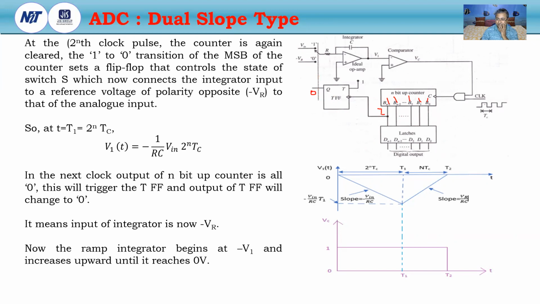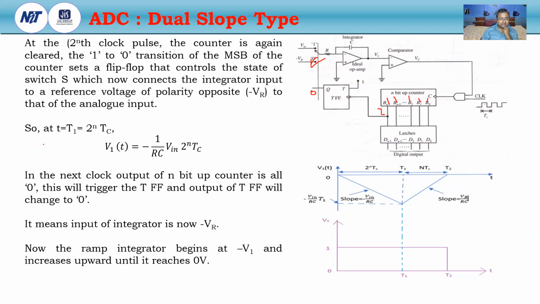If the 1 to 0 transition occurs, then the T flip-flop is set. So the input 1 is transferred to 0 output. So the output of the T will be 0. Because Q is 0, the switch is also connected to minus Vr. So this is the logical operation.